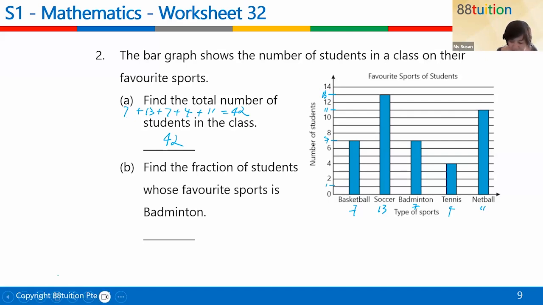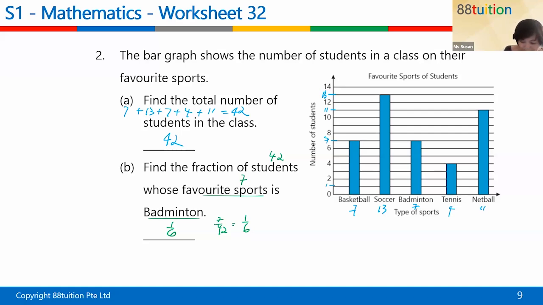Find the fraction of the students whose favorite sport is badminton. Let's take a look at badminton. So the number with badminton as their favorite sport is 7 out of 42. So 7 over 42 is 1 over 6 for the fraction.